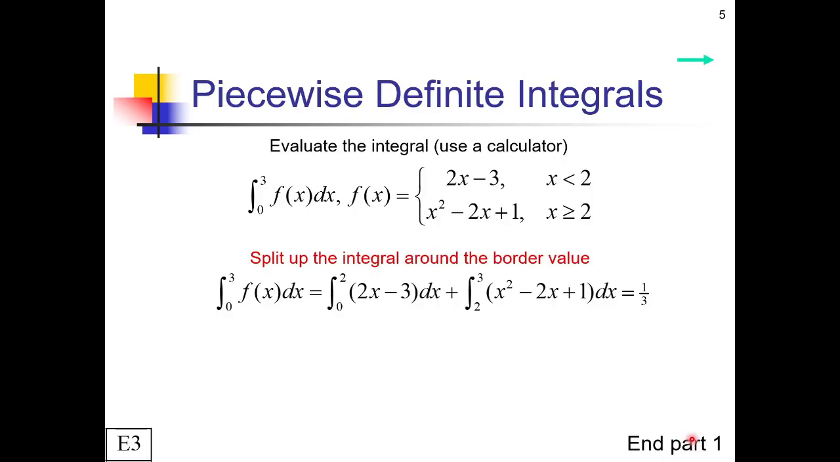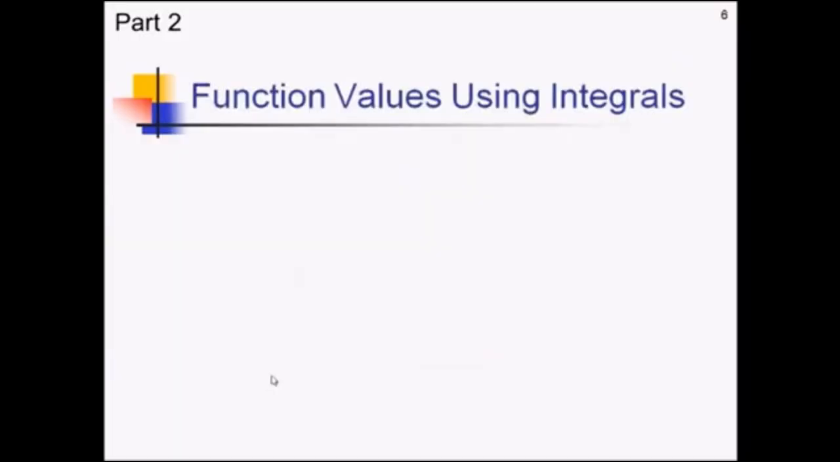Join us next time when we see how to use the calculator and integrals and fundamental theorem to find some function values. At this point, we're going to shift gears a little bit and see another way that we can use the fundamental theorem of calculus.